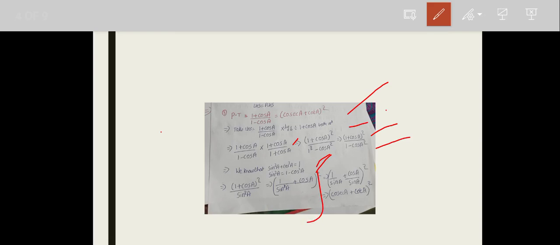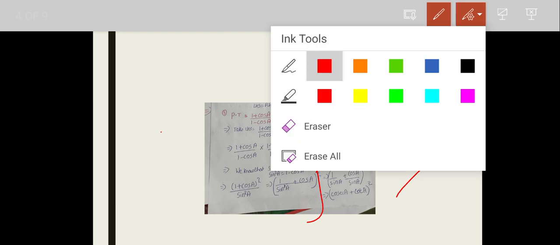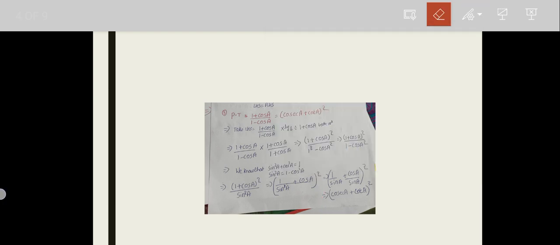Then 1 plus cos A divided by sin A. What is 1 by sin A? The reciprocal of sin is cosecant, and cos by sin is cot A. Then the whole square. So LHS equals RHS. This one we can understand, right? Next we will go for another question.